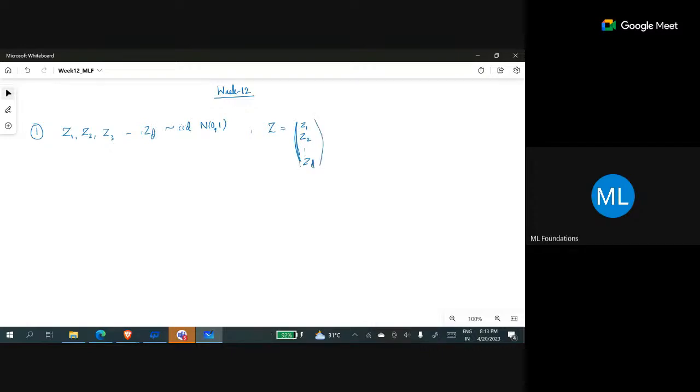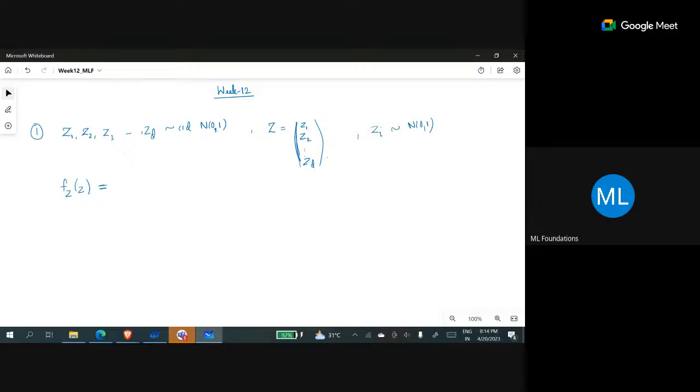Now, since they are IID normal, I want to find the distribution for capital Z. One question: when you say Z1 is a vector, what do you do? Z is a vector. Each of these Zi is a random variable. All of these Zi are nothing but normal(0,1). I'm just writing it as a vector. They are all IID samples coming from a standard normal distribution.